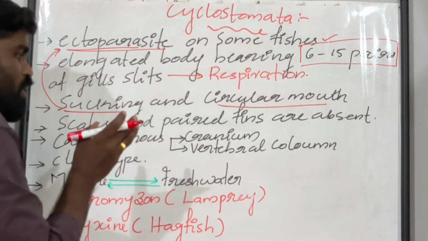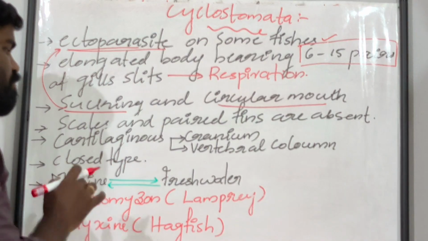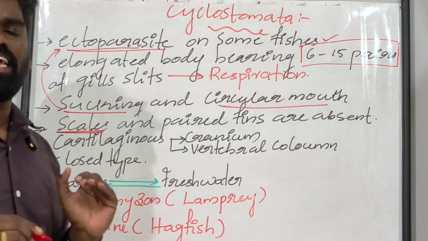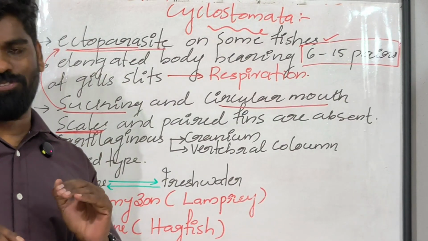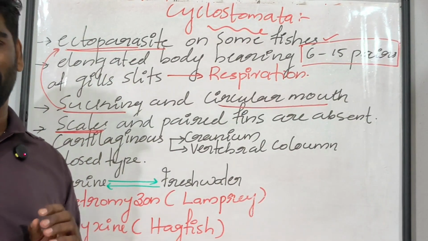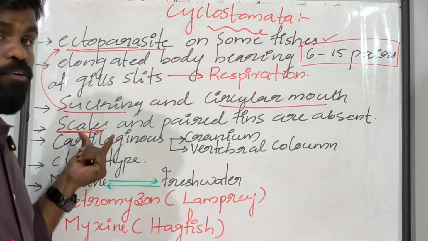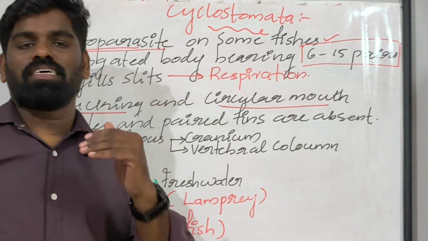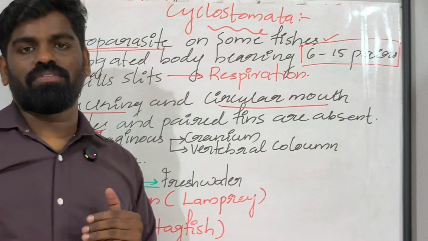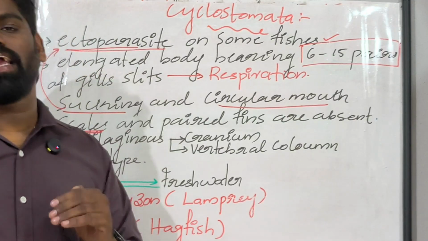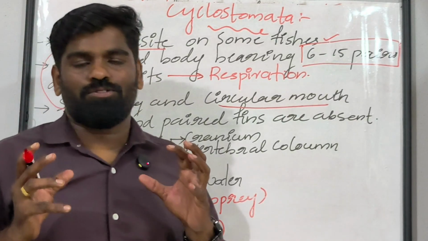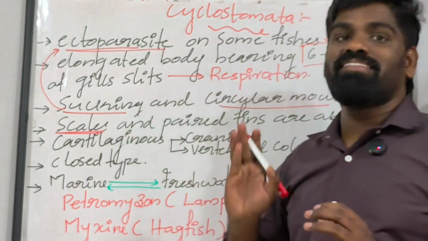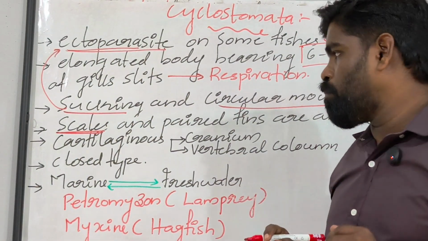Now, another characteristic. See here, this is very important. The examples of class Cyclostomata are devoid of scales and paired fins. So in this group of organisms, scales and paired fins are absent. They are devoid of paired fins and scales. That is also very important.